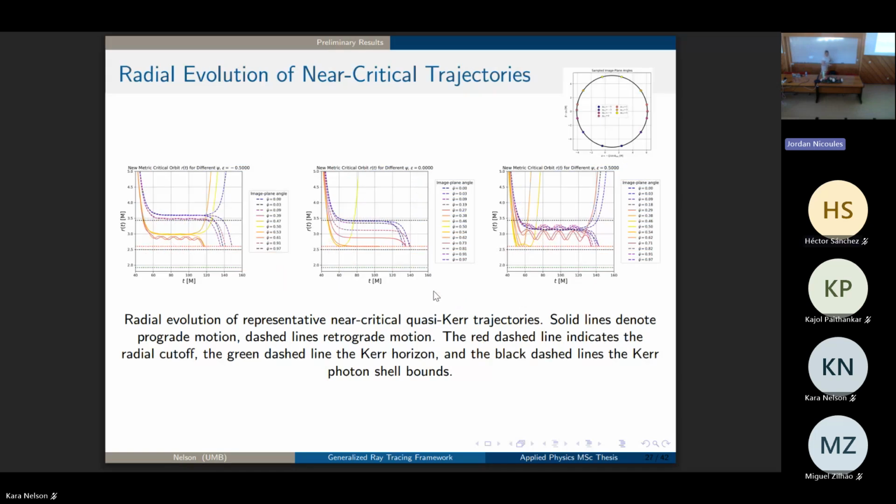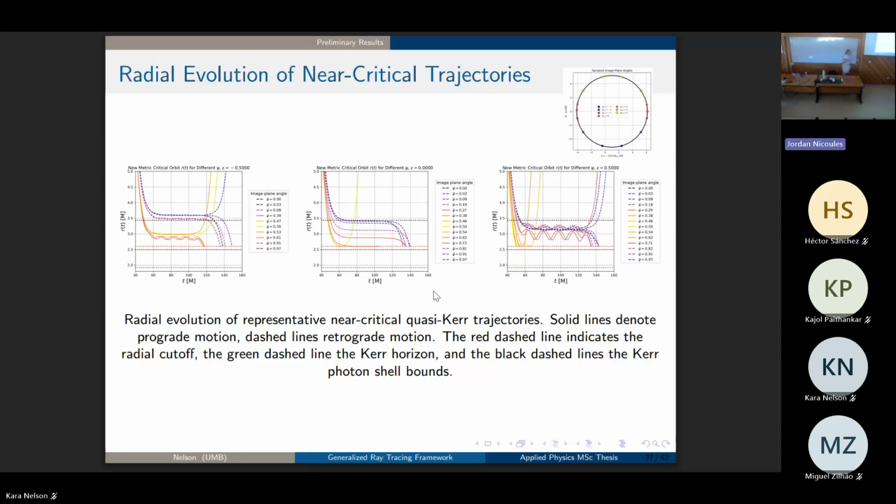Okay, so now we look at the radial evolution of these near critical trajectories. And we see some maybe weird stuff. Once we are really positive about our critical curves matching with Johannsen, then we can start making some real physical claims. But you can see this almost oscillation or bouncing between two regions of the photon region. So kind of interesting, but we don't want to say anything too declarative here.